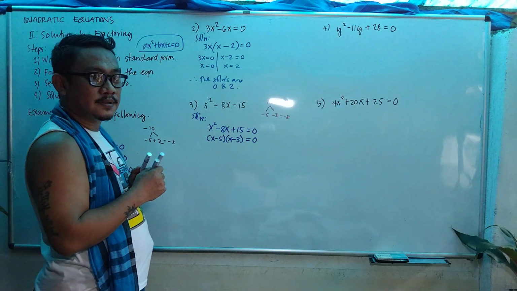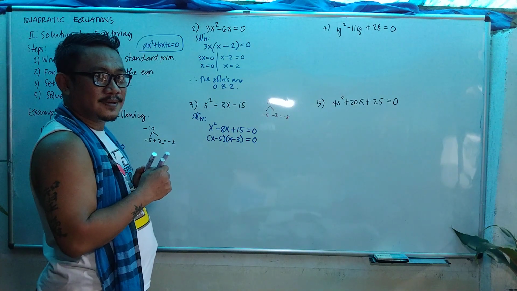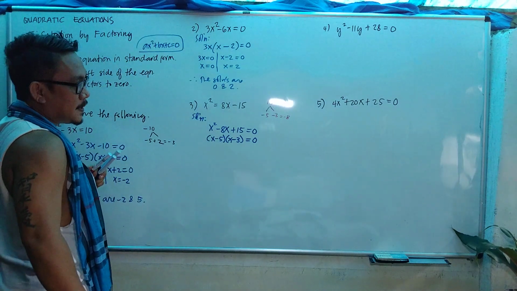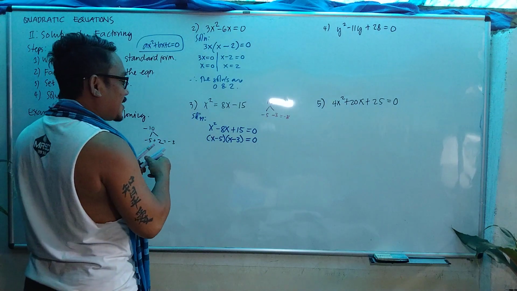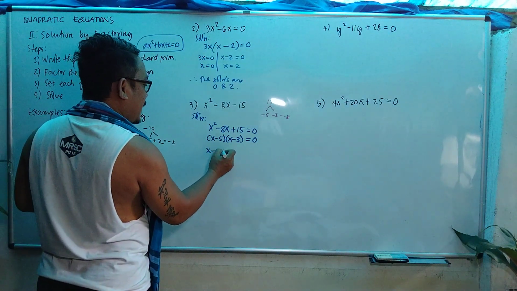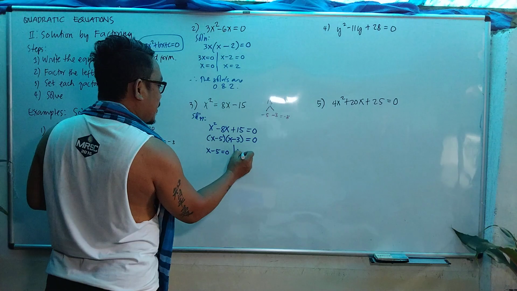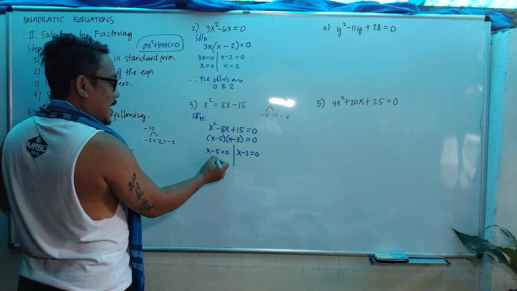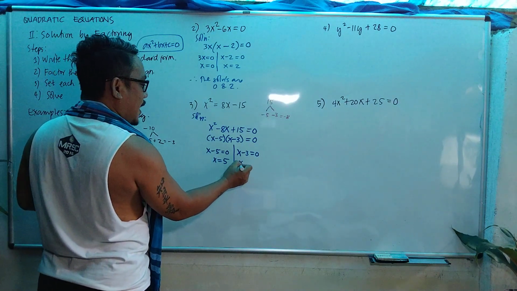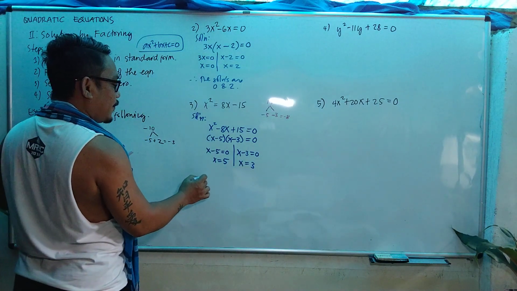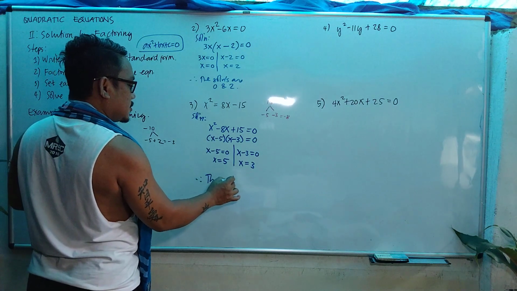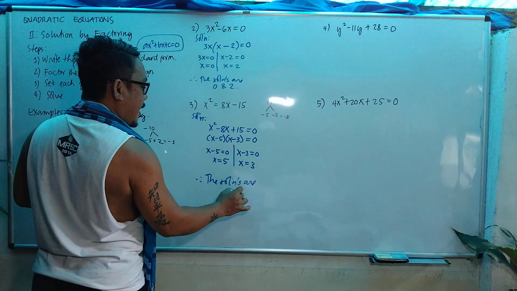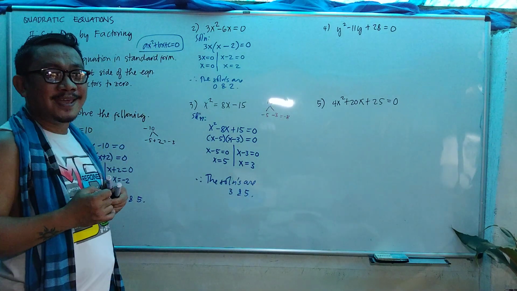Okay? Okay. Now, nakuha naman tag factors, we set each factors to 0. X minus 5 is equal to 0. X minus 3 is equal to 0. Okay? Then solve for x. X is equal to 5. X is equal to 3. So therefore, the solutions are 3 and 5. Okay?